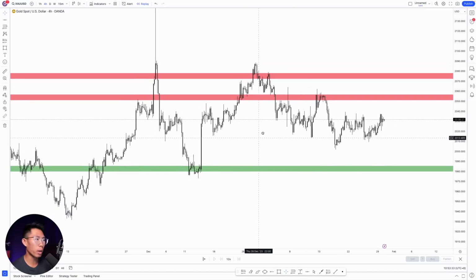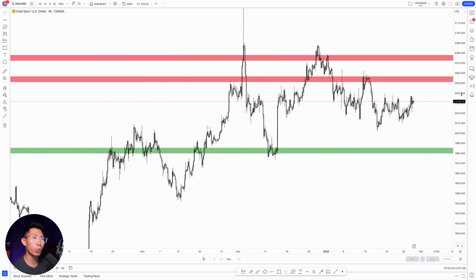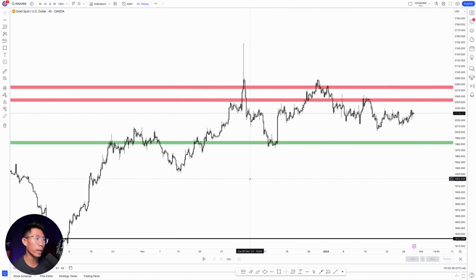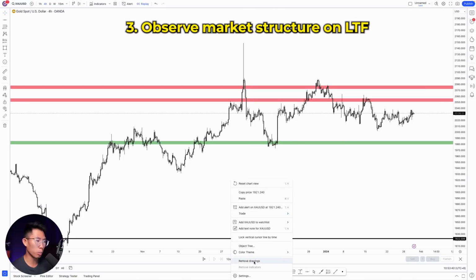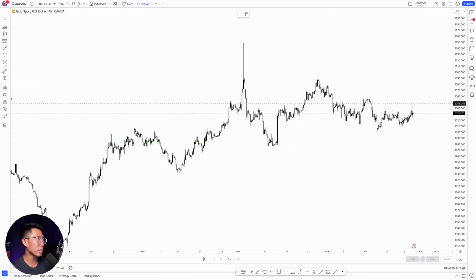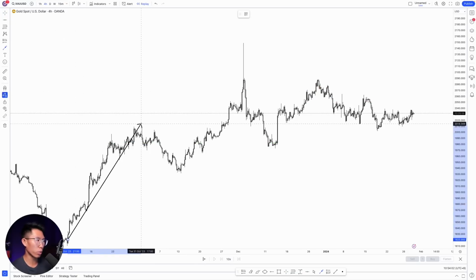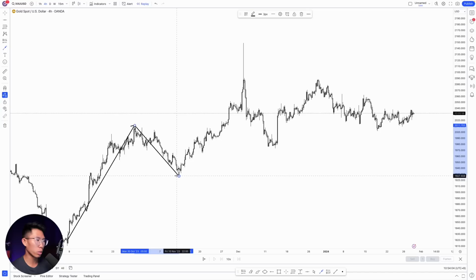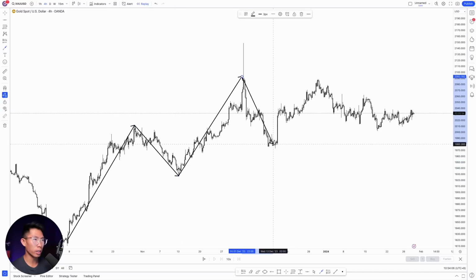At this point of time, we have marked up our supply and demand zones, but before we do that, we actually want to make sure that we look at the market structure first. So let me just make it clearer for you guys. As you can see, clear as day, price was in an uptrend, right? Price was creating higher highs, higher lows, and then another higher high, higher low, and another higher high right here.